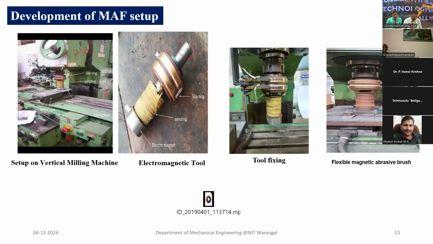And this is what, when the machine is running, this part is the flexible magnetic abrasive brush. So you can see this is the workpiece we are fixing into the vise, right? This is the vise, we can fix it, and we move the work table either in this direction or in this direction, so as to cover the total surface of the workpiece, and to move this flexible magnetic abrasive brush on the total surface. So this is the setup.